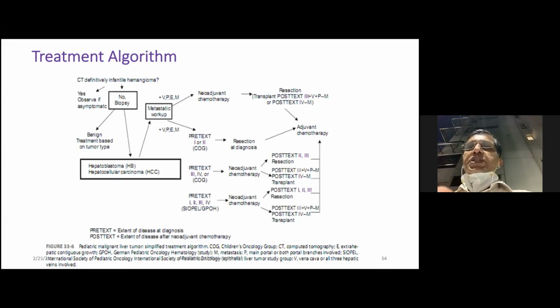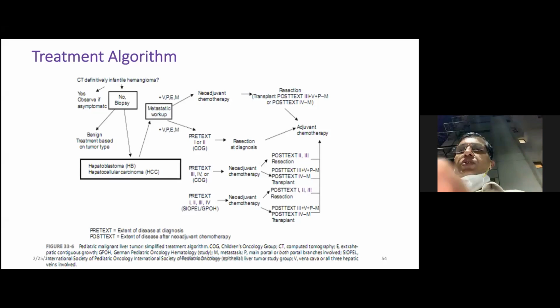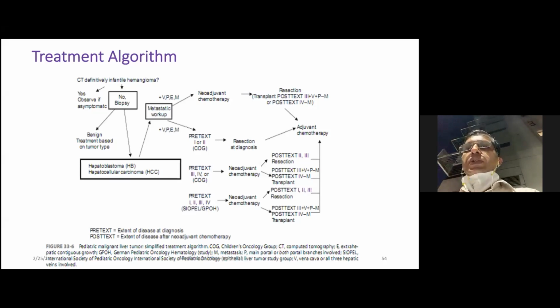And depending on the post-text, if it is 1, 2, and 3, we try to do a resection. Supposing it is limited to one lobe, then we try to do a resection of that lobe. And if it is slightly extending beyond the left or the right hepatic lobe, we try to do an extended hepatectomy. But the COG group may vary, which we usually don't follow in our institution. But if post-chemotherapy, the post-text is 2 or 3 or 1, as per the COG group, we go ahead for resection. If it is 3 or 4 and with metastasis, then definitely they need transplant.